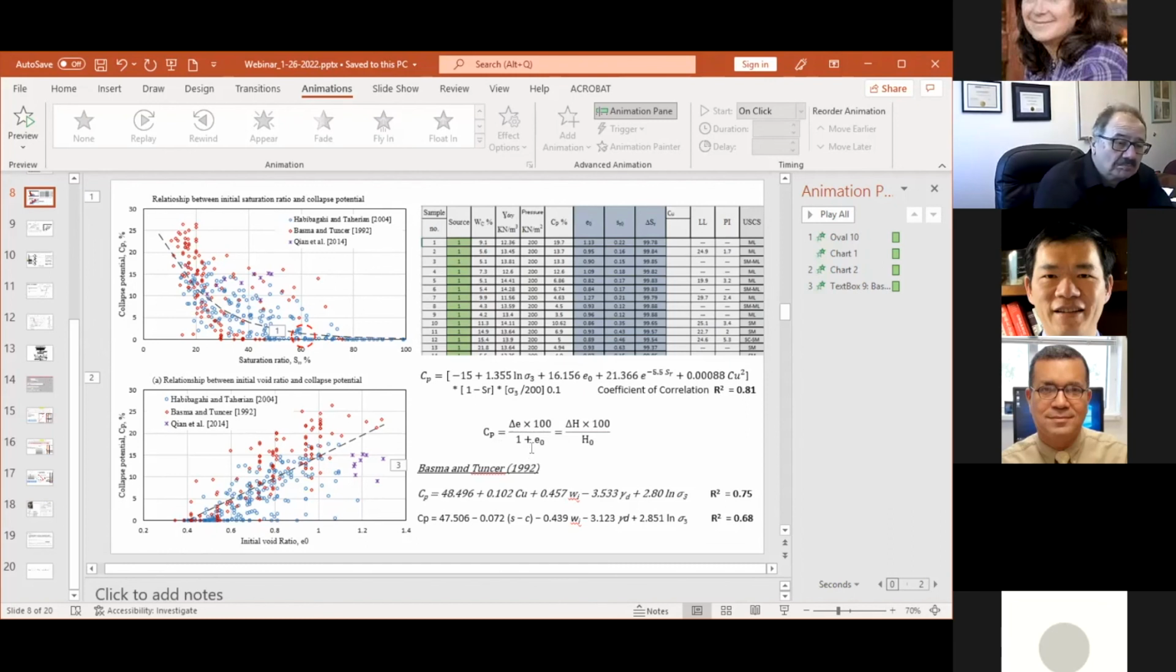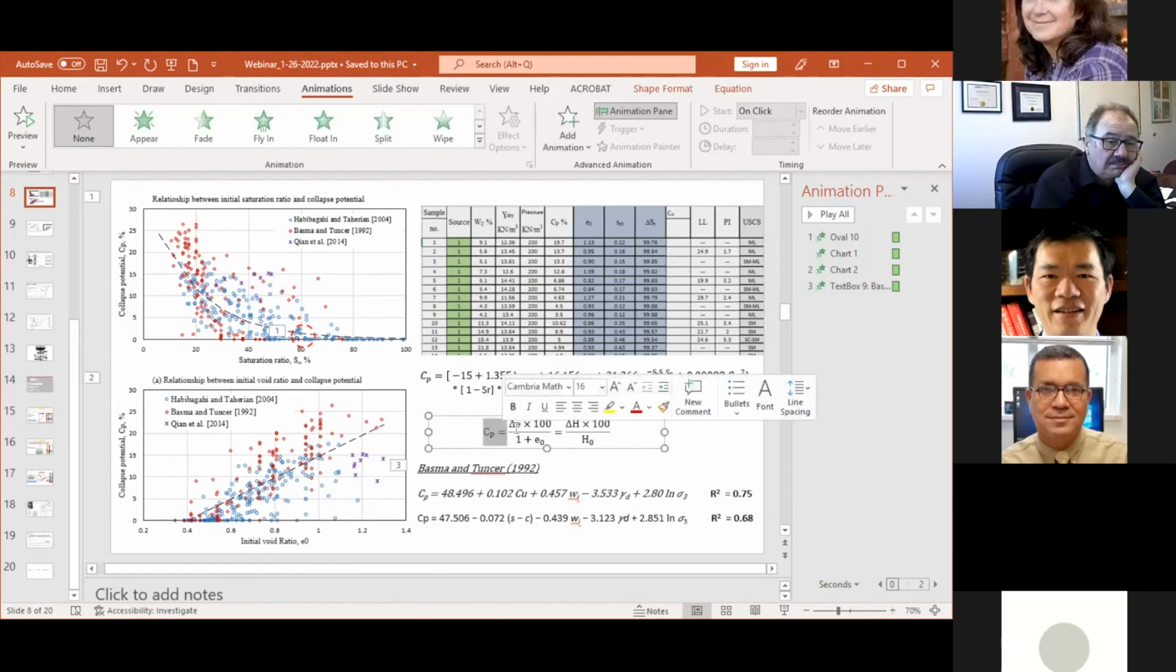How to calculate it? Here it is. If you have the collapse potential, say a number like 2.5, and we have the initial void ratio, this is going to give you the reduction in the height. So if you have, for example, a soil layer 1 meter thick, this delta e, with an initial void ratio equal to 0.25, is going to give you a value as a percentage of that 1 meter.